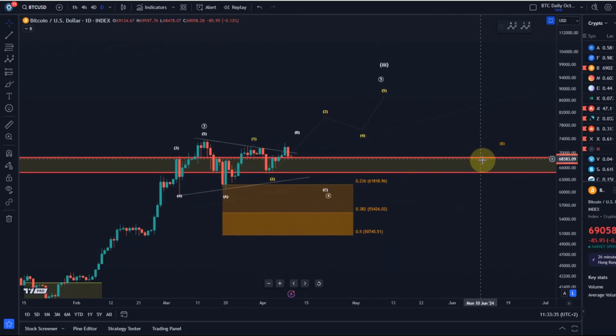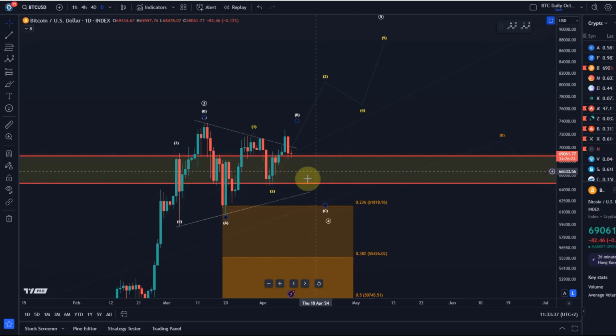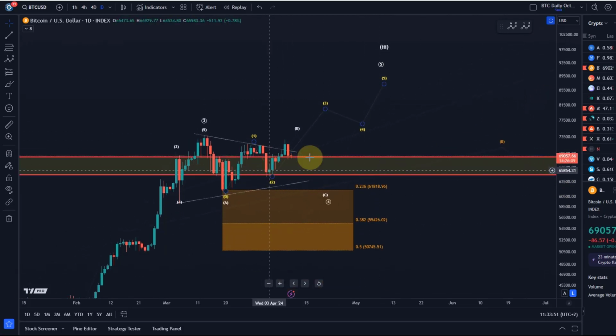Here on the daily time frame, very simple. The yellow count is valid as long as the wave 2 low is holding. So that's pure validity, you know. Invalidation point from an Elliott Wave point of view is this swing low, yellow wave 2 at 64.5k. Below that level, it can't be yellow anymore.